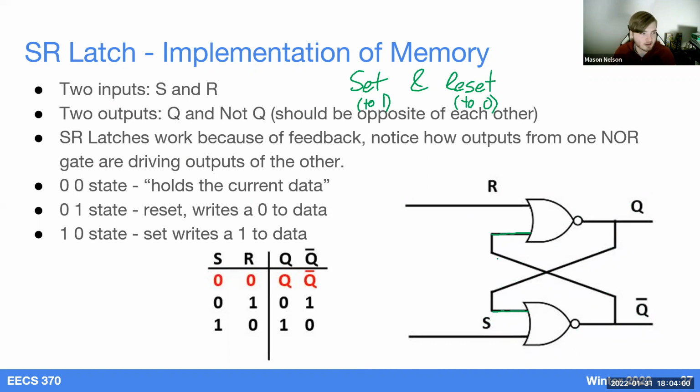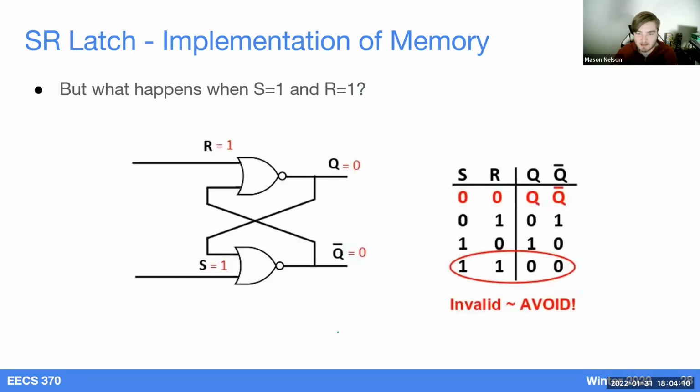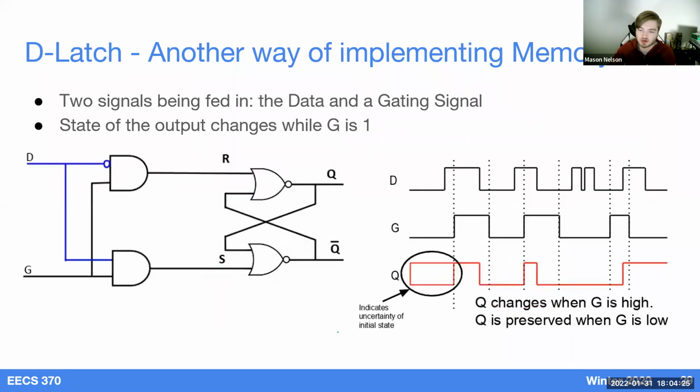Now you might be wondering, it looks like there's something missing from our truth table. We only have 3 rows. What about the 4th row? When we have both set and reset as a 1, that means that both Q and NOT Q will be 0, and that doesn't make sense because they're supposed to be opposites. So we need some way to make sure that we never have a situation where both S and R are 1. And so from that, we're going to construct a D latch. A D latch is going to control our set and reset wires. We're going to have this gating signal or enable bit.